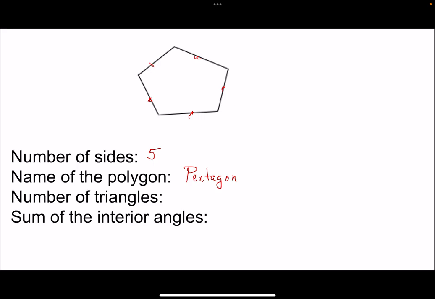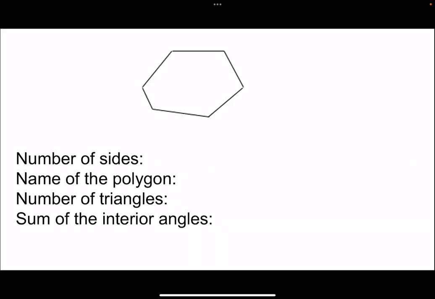So here's a vertex. Go across. Okay, if I come down, let's see, I get 1, 2, 3 triangles. The sum of the interior angles, let's see, there's 3 triangles, 180 degrees each. So that's going to be, let's see, 8 times 3 is 24, 540 degrees. So 5 sides, 3 triangles, 540 degrees.